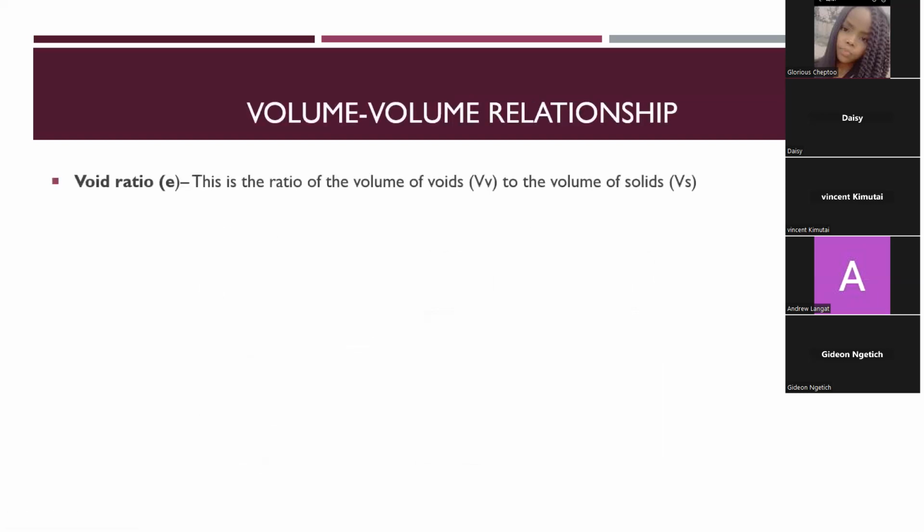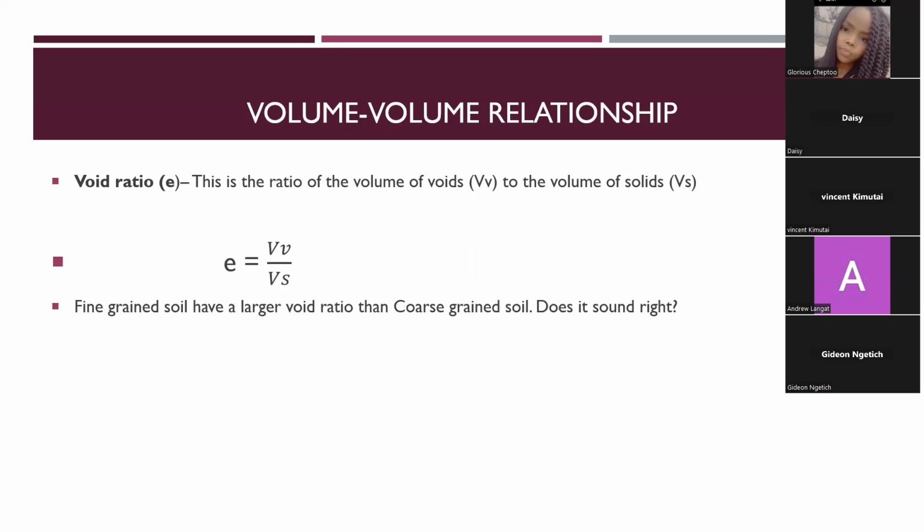So we are starting with the volume to volume relationship. The first one, please Gideon read for us. Void ratio. This is the ratio of the volume of voids to the volume of solids. Yeah, void ratio is the ratio of the volume of voids to the volume of solids. From the formula, you denote void ratio by e. So e equals Vv, the volume of voids, over Vs, the volume of solids.